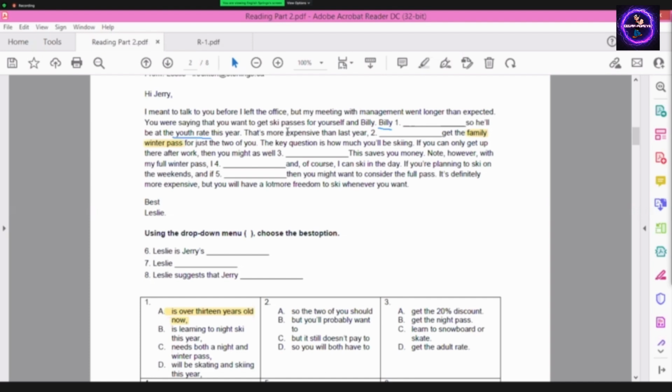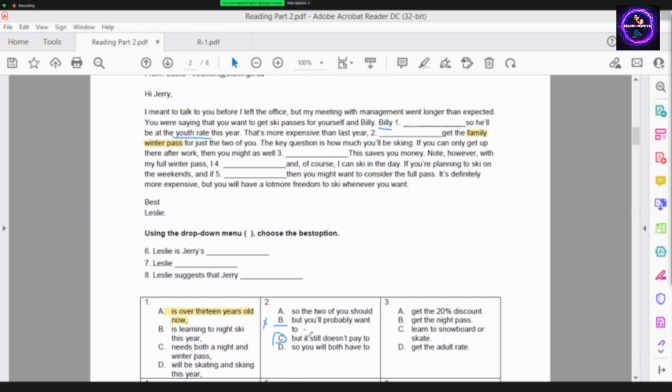But it still doesn't pay to get family pass. Wait, it doesn't sound right. That's more expensive than last year, but it still doesn't pay to. Option D doesn't... Option C, sorry. It doesn't look right. That's more expensive than last year, but you probably want to get winter pass for just the two of you. That also doesn't sound right. So we can eliminate B also.